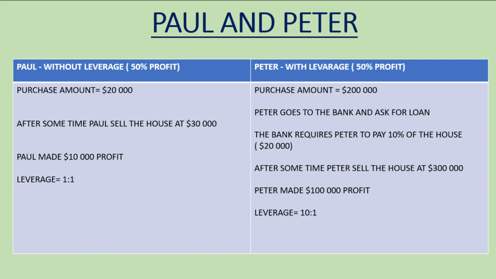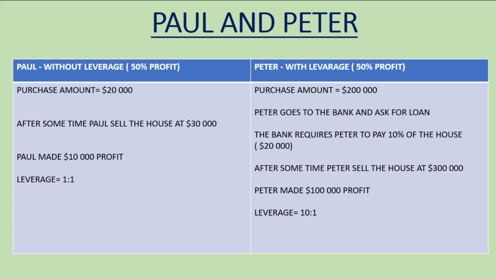Paul sees a property that costs $20,000. Then Paul goes and purchases that property. This means Paul owned that property. After some time, the property appreciates to $30,000. Then Paul sells the property. This means that Paul made $10,000 from his initial investment. What is the leverage there? Leverage 1:1. Let's go to Peter.